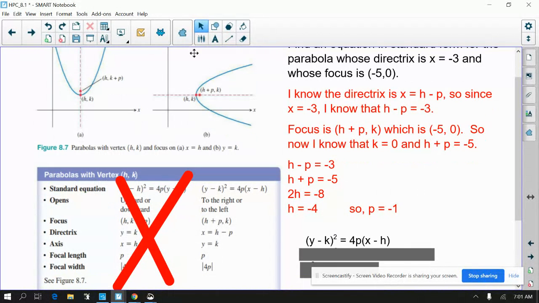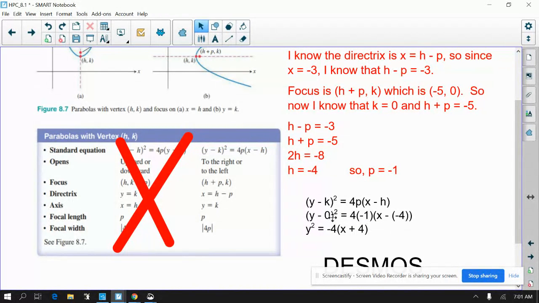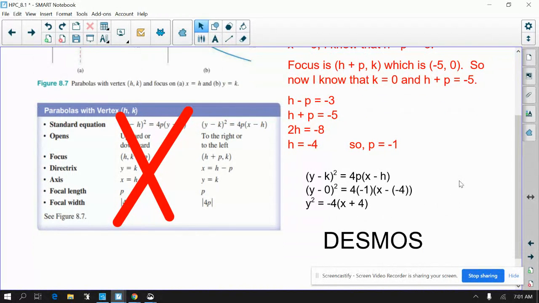So now I know everything. I know k is 0, I know h, and I know p, and that's enough for my standard equation. So I just type in everything I know. K is 0, p is negative 1, h is negative 4. Clean this up a little bit. Y minus 0 squared is just y squared. 4 times negative 1 is just negative 4, and you got the x plus 4.